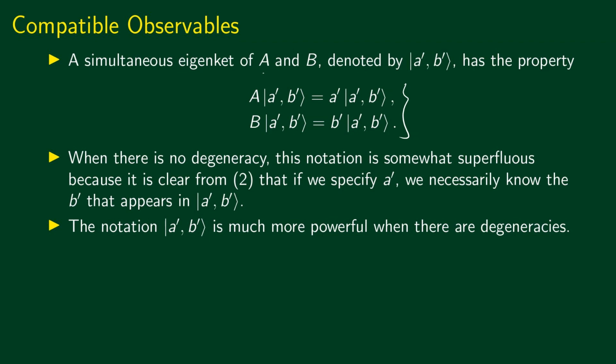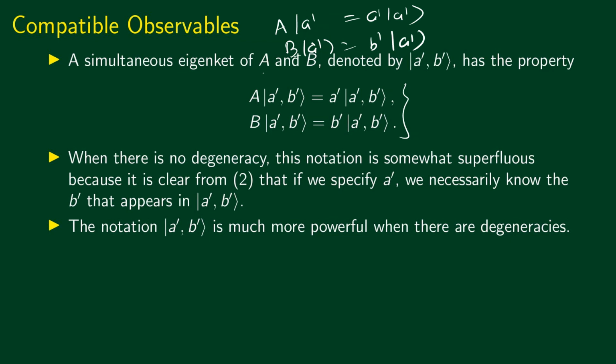There's no particular advantage in labeling the states like this. If the ket is given and there's no degeneracy, then by giving just one eigenvalue, the state is completely specified. We know that A acting on ket A prime is A prime multiplied by ket A prime, and B acting on ket A prime is equal to B prime multiplied by ket A prime. But the state is completely specified by just giving one eigenvalue.